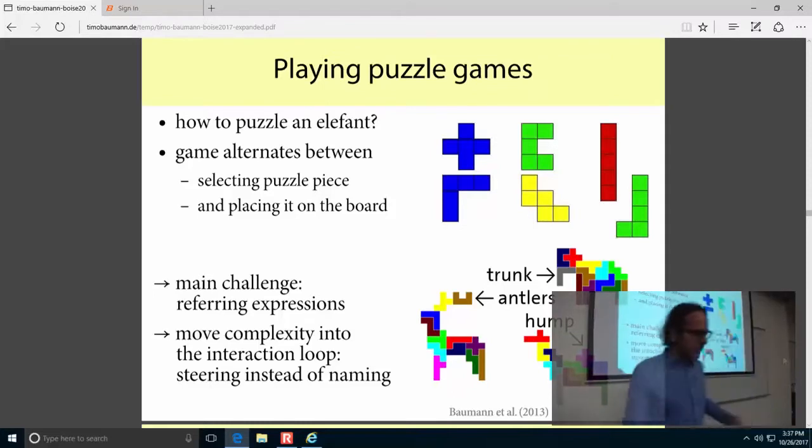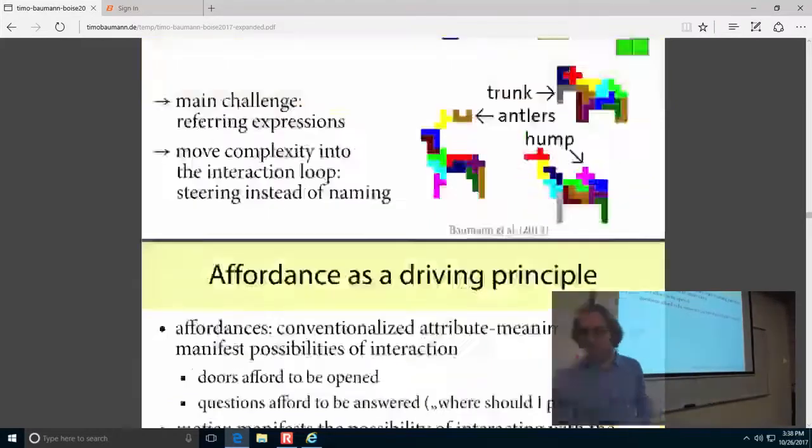So what we decided was to move this complexity of natural language understanding and potentially generating for the system to be able to say, yeah, this area down here, I'm going to refer to that. And humans have a really hard time of referring to this puzzle piece, actually. Move that from the natural language understanding and generation to the interaction loop. So be more interactive, be more responsive, and instead of naming, try to go towards steering. So the user is actually steering the computer to do things. The underlying principle is affordance here.